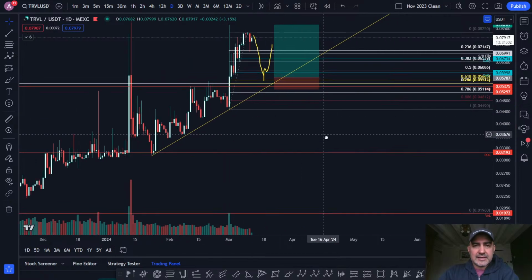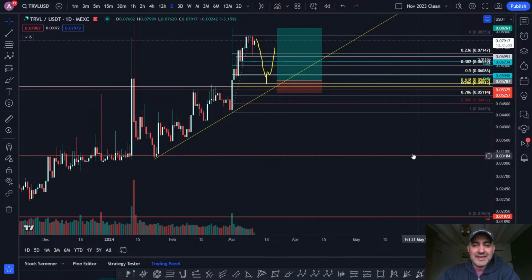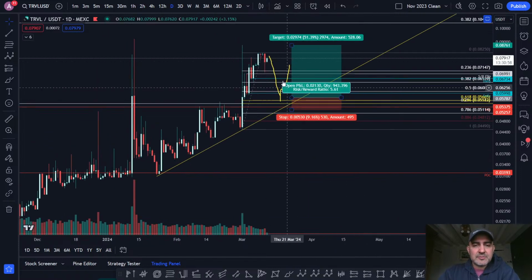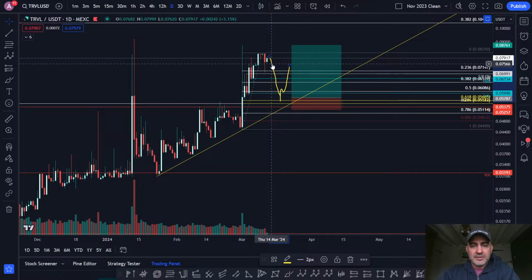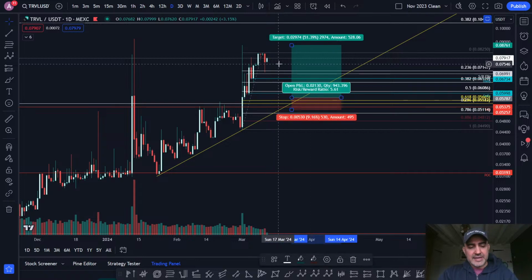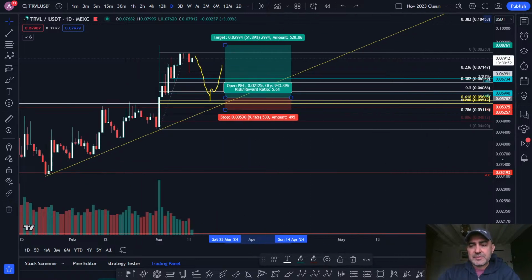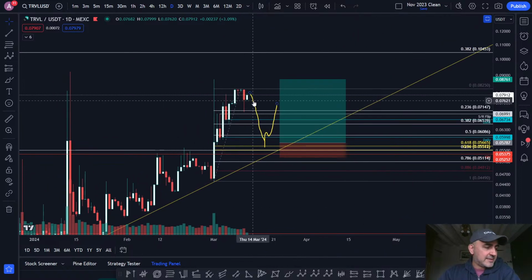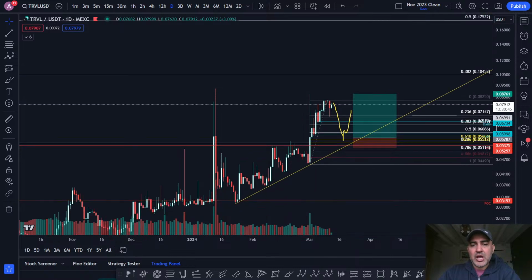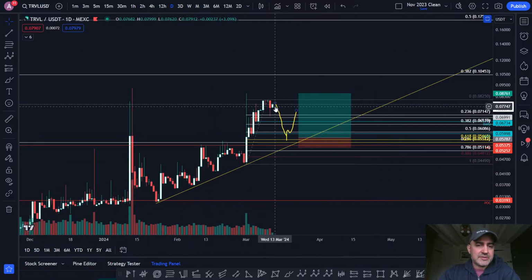I'm not going to draw it exactly. You've got something going on. I don't know if this is going to happen. Maybe if Bitcoin starts to pull back, we might see this. The other thing to bear in mind is that if Bitcoin does pull back, sometimes these smaller cap tokens start to push higher. So that's why I'm not really interested in selling.